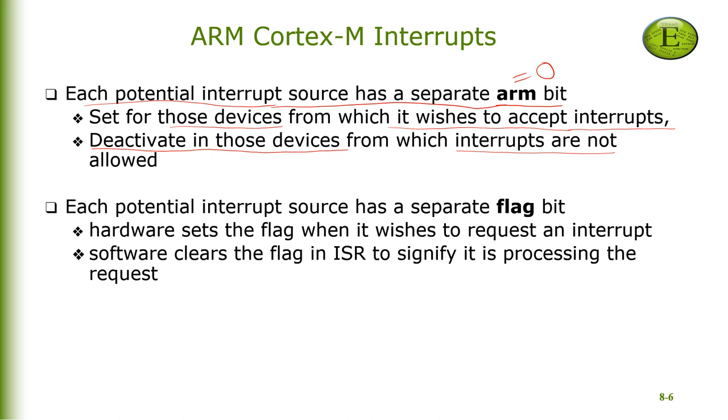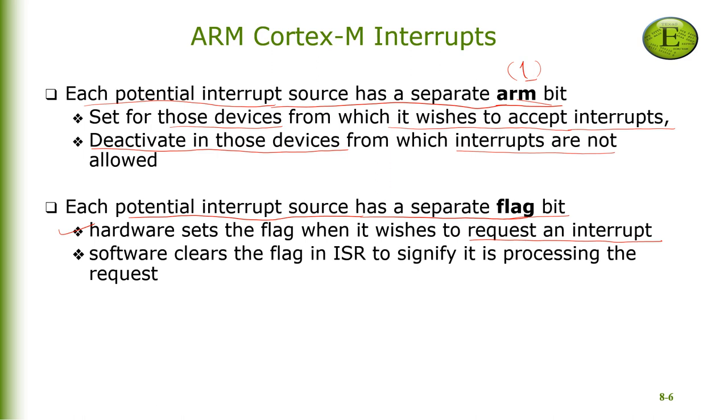Other than the ARM bit, there is a flag bit for each source. So each potential interrupt source has a separate flag bit. And it is important to correctly understand the functionality of this flag bit, and what a programmer needs to do in software to properly handle the interrupt and to be able to write the interrupt service routine. The first thing to note is that the flag bit is set by the hardware the moment the device requests an interrupt. So if the ARM bit is enabled, that is the first condition.